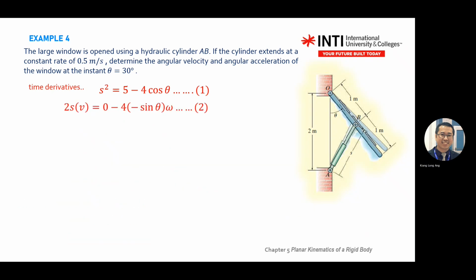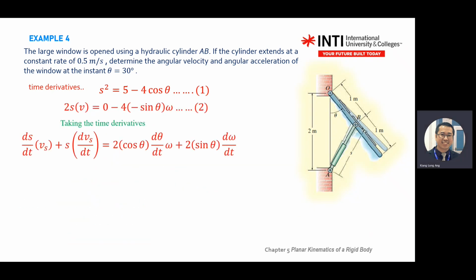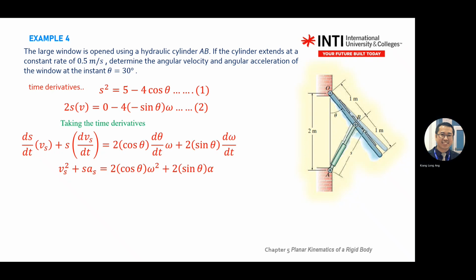Okay. Then you take the time derivative again. Chapter 5 has a lot of time derivatives with the cosine things. Then you convert what you have here. For example, this one, ds dt is v, you get v squared. S, you copy, dv dt, get acceleration. And d theta dt, you get omega squared. And this one, angular velocity differentiated with time, you get angular acceleration.